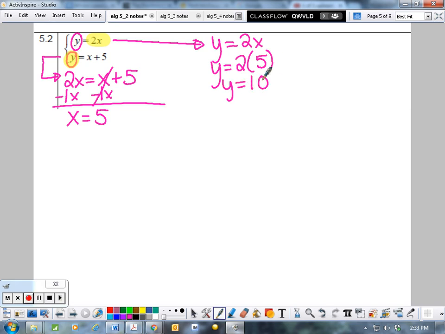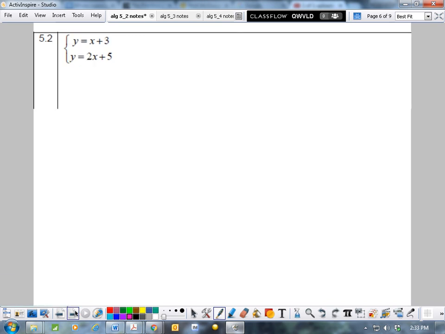And now remember, there's two lines that intersect, so I want to know where do they intersect. They intersect at the point 5, 10. And that is my solution. So we're going to go ahead and look at another one, because again, the more examples, the more you go through it, the more comfortable you feel.